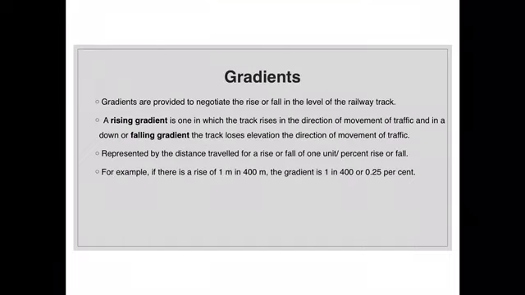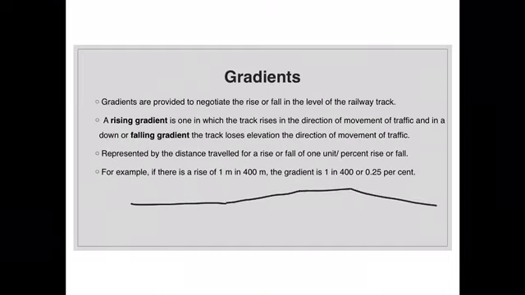First, the gradients are provided to negotiate rise and fall in the level of the track. So your track will be running like this. If the level changes, it can go in the upward direction or in the downward direction. This change in level we call the gradient.